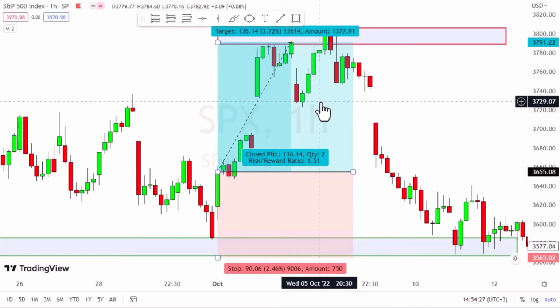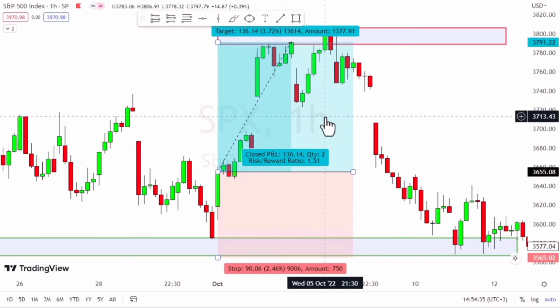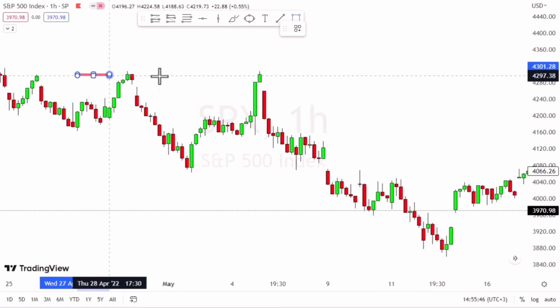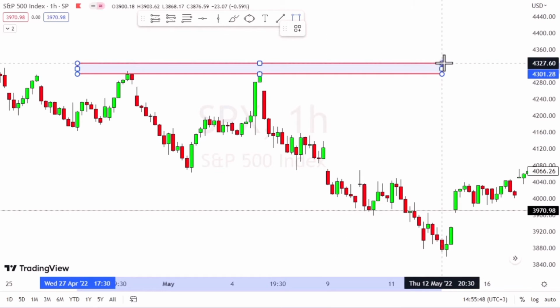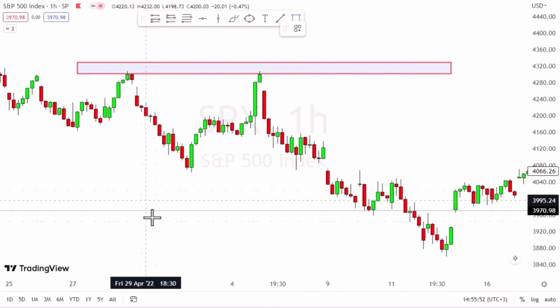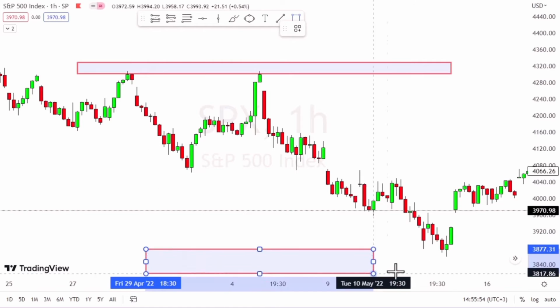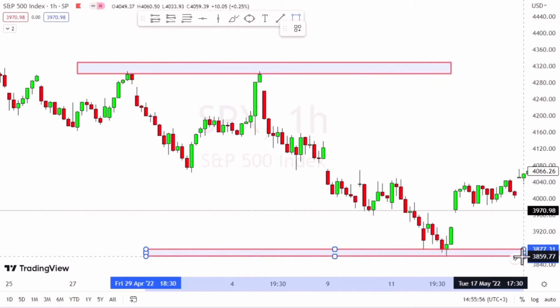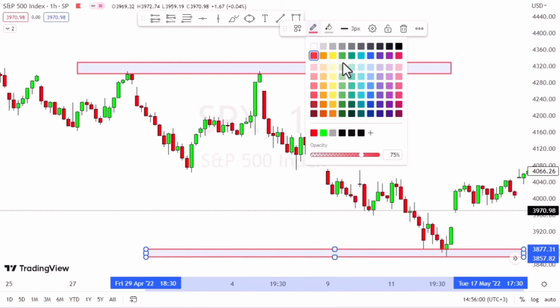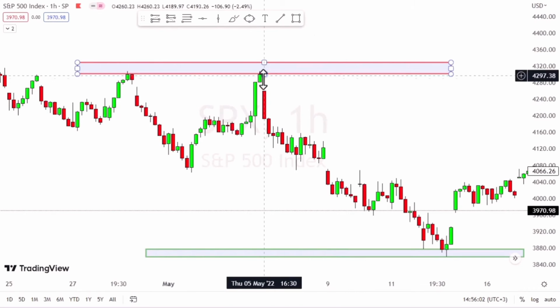In this case, here's a really good example of a bearish kicker. Let's first draw our support and resistance levels here. This is our resistance level, which made the price bounce off and go down. And this is our support level here. Let me change the color to green for the support level. And you can see this bearish kicker here.